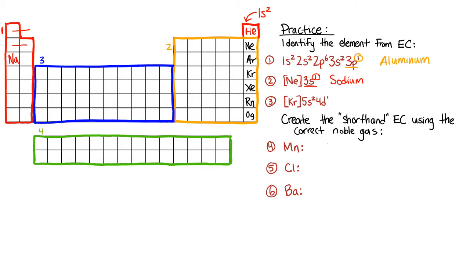For the third example, find 4d1. 4d1 is not in the 3d, it is in the 4d, and it is 1 deep, making it yttrium. Be careful with the D block, as there are some electron configuration exceptions.